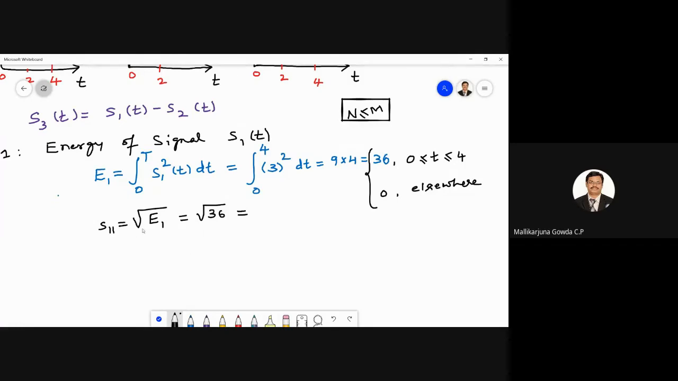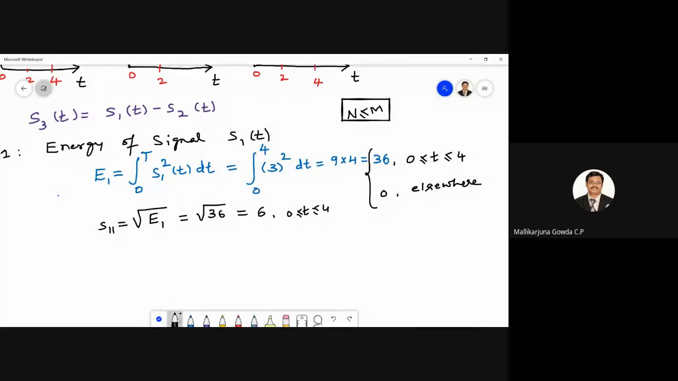Okay, finding S11, I said the root of E1 is equal to root of 36. Is it possible to say, Hegde? Square root of 36. Yes, sir. How much? 6, sir. 6. Okay, fine. It is 6. I can write it exists over the interval 0 to 4.